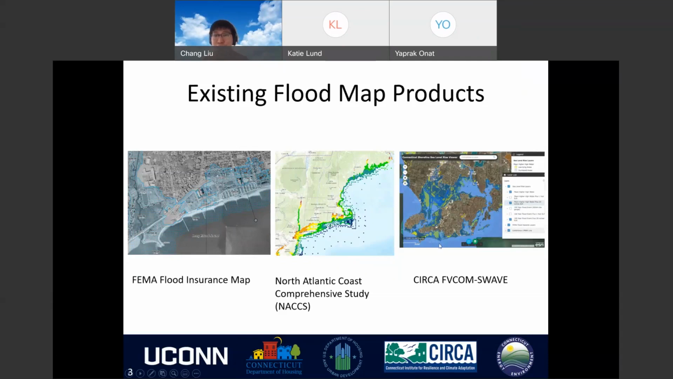And the third one is developed here at CIRCA based on the FVCOM-SWAVE ocean model. This one covers the whole Long Island Sound, and we simulated over 50 historic strong storms, and based on these simulations, we compile the projections for the future scenarios, including from 10-year to 100-year return interval scenarios. So these three products will be a baseline to compare our current work with.